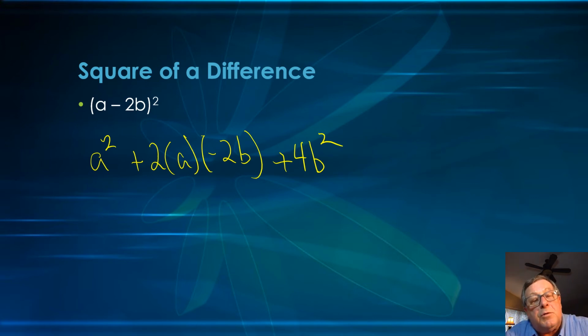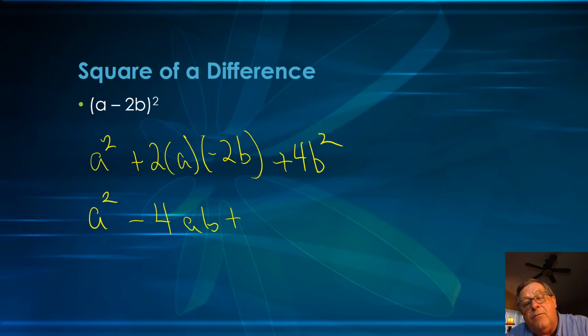And let's work on that middle term, finish this off. So we got a squared. Now say 2 times a is 2a times negative 2b. The 2 times the negative 2 gives us negative 4ab plus 4b squared.